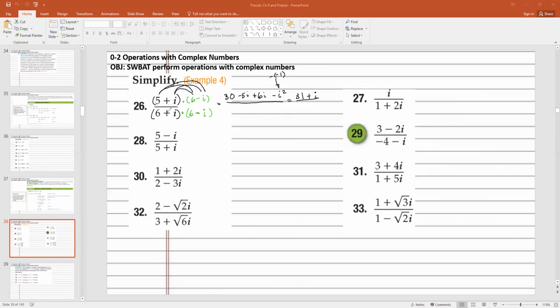Now we're going to look at the denominator. Remember from that previous example where we multiplied conjugate binomials, you just multiply the outside terms. So we get 6 times 6 is 6 squared, and then i times i, with a minus in between, gives us i squared. You get 36 minus negative 1, or 36 plus 1, which is 37.